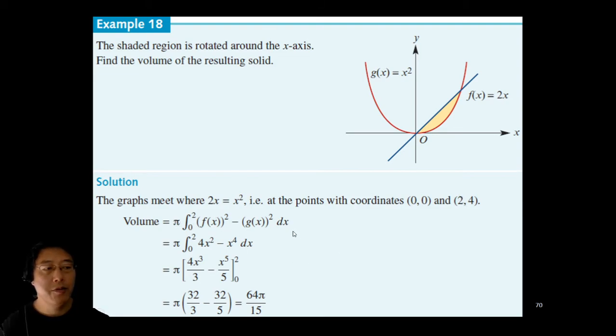So we apply the formula, that's f of x squared minus g of x squared. You substitute, that's a polynomial, easy to anti-differentiate. You use the boundaries 0 to 2. You substitute, you simplify your expression.